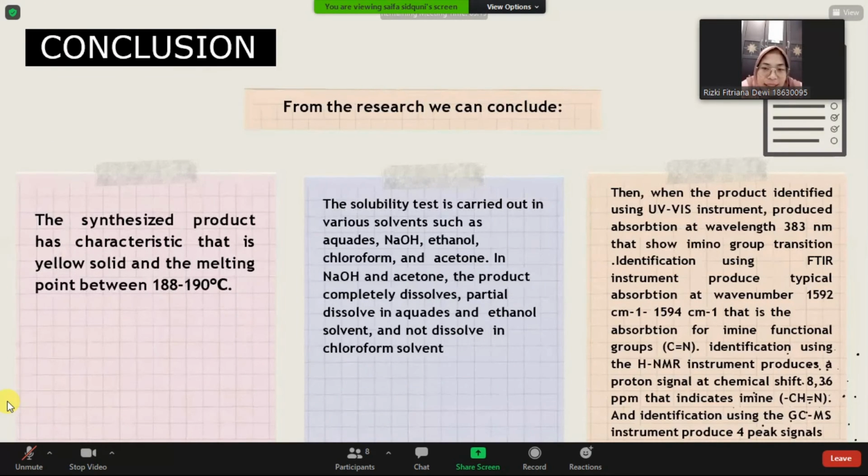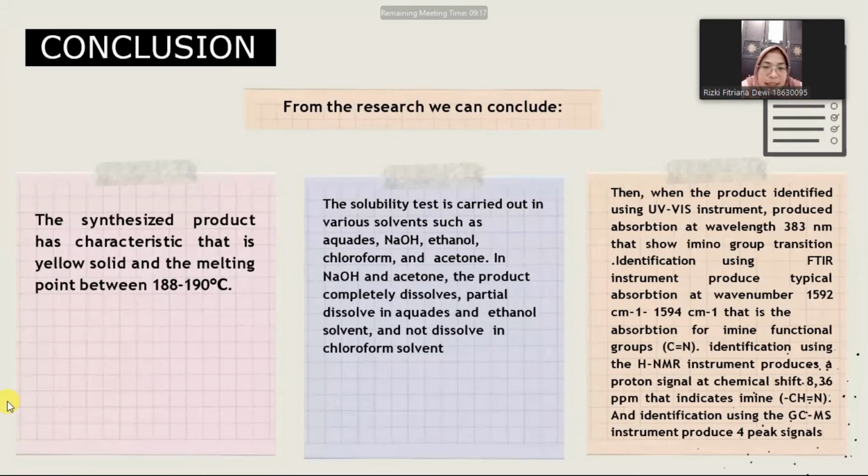From the research, we can conclude that the synthesized product has the characteristic of a yellow solid and a melting point between 188 until 190 degrees Celsius. And then the solubility test is carried out in various solvents such as aqueous, sodium hydroxide, ethanol, chloroform, and acetone. In sodium hydroxide and acetone, the product completely dissolves, partially dissolves in aqueous and ethanol solvents, and does not dissolve in chloroform solvent.